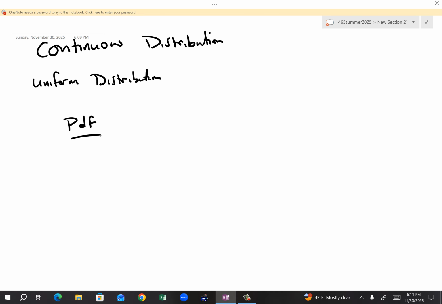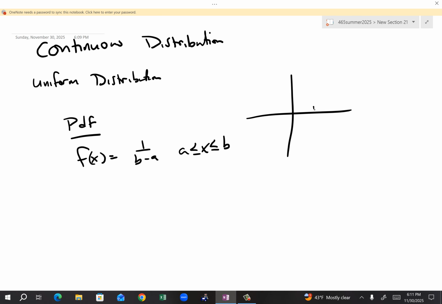I was just going to write down what your book does. So f of x is equal to 1 over b minus a when x is between a and b. What do we mean by that? Well, here's a, here's b. What we mean is the height is 1 over b minus a. I'm sorry, the height is 1 over b minus a.